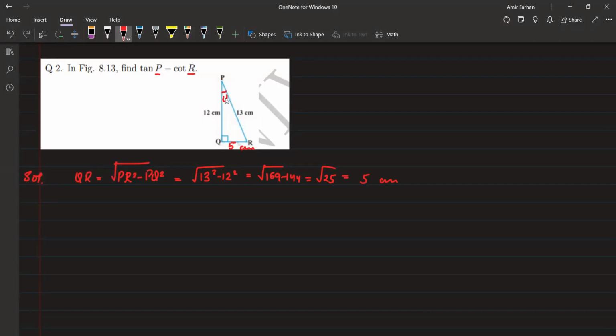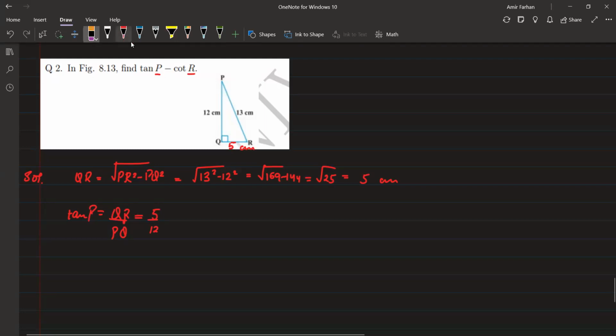Let's find out tan P. Tan P means if you are taking this as theta, then this will be your perpendicular, because the side opposite to theta will be perpendicular, and this will be your base. So tan theta, tan P, will be equal to QR upon PQ. Any doubt? Please let me know. So QR is 5 by PQ is 12. Okay. Let's see cot R.